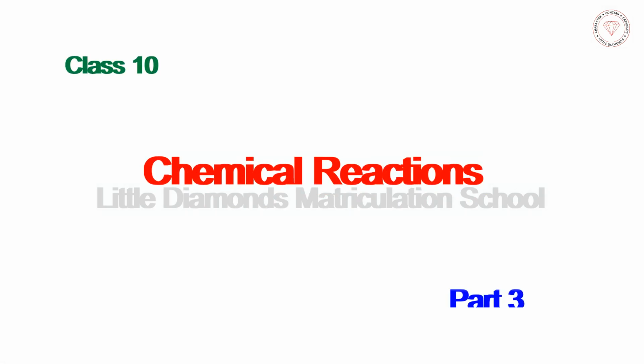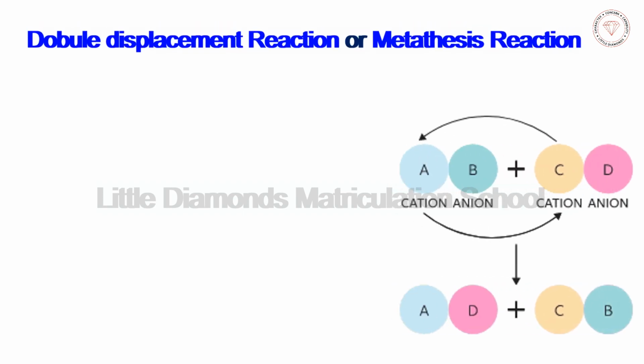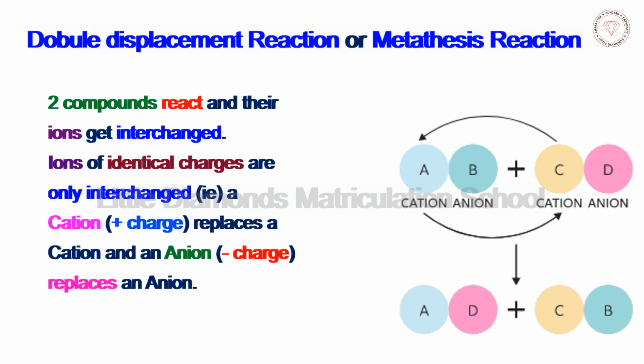Class 10 Chemical Reactions Part 3. Let's know about a few more types of chemical reactions in this video. Double displacement reaction or metathesis reaction. In this type of reaction, two compounds react and their ions get interchanged.